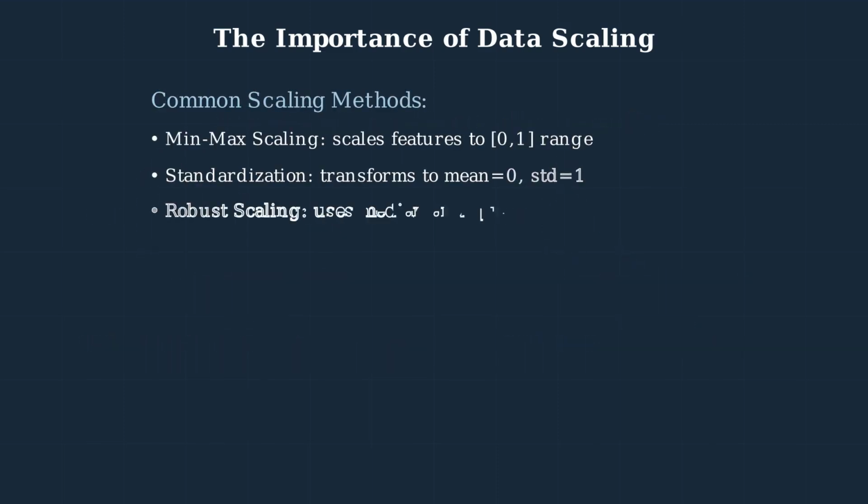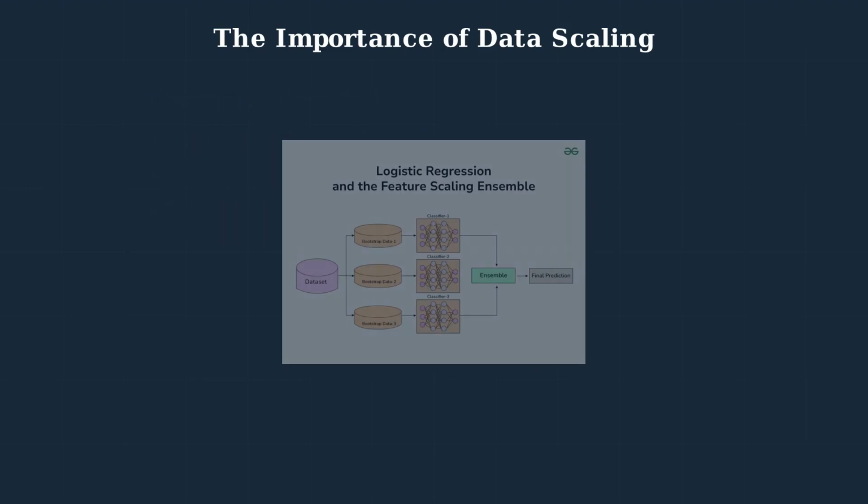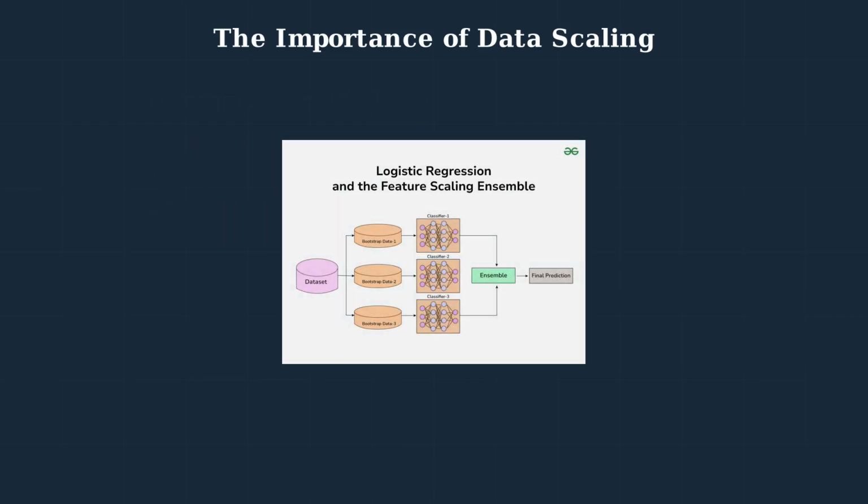Several common methods exist for scaling data. Min-max scaling transforms features to a 0 to 1 range. Standardization transforms features to have zero mean and unit variance, which is particularly helpful for logistic regression. Advanced ensemble methods for logistic regression often leverage different scaling approaches for different feature subsets to improve overall performance.